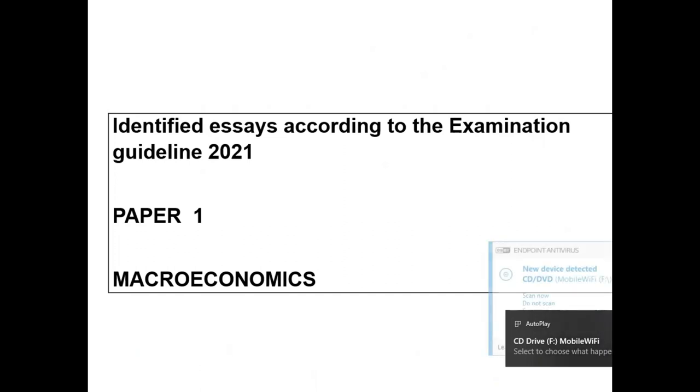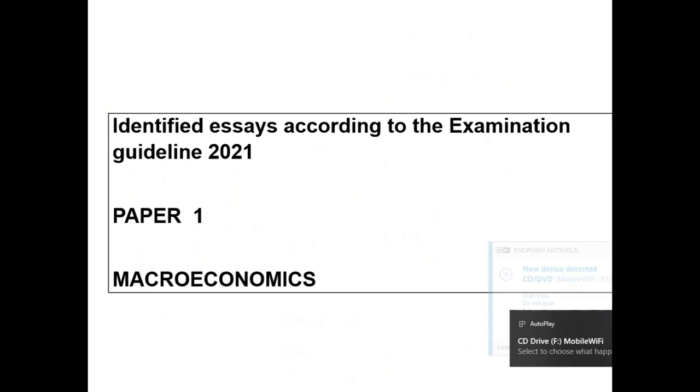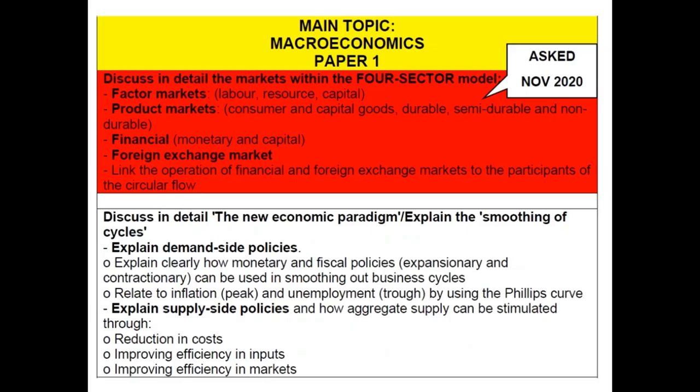Let's look at the essays. Now again, this is very important. There's a list of essays which we get from the examination guidelines. It's important that those are identified possible essays. Now in paper 1, macroeconomics, let's deal with this one quickly. We see macroeconomics paper 1. The first one deals with markets.